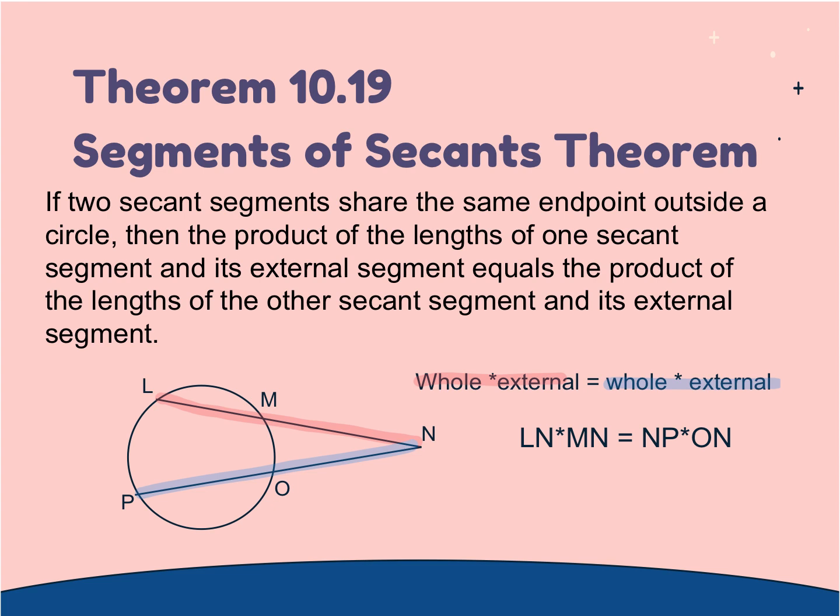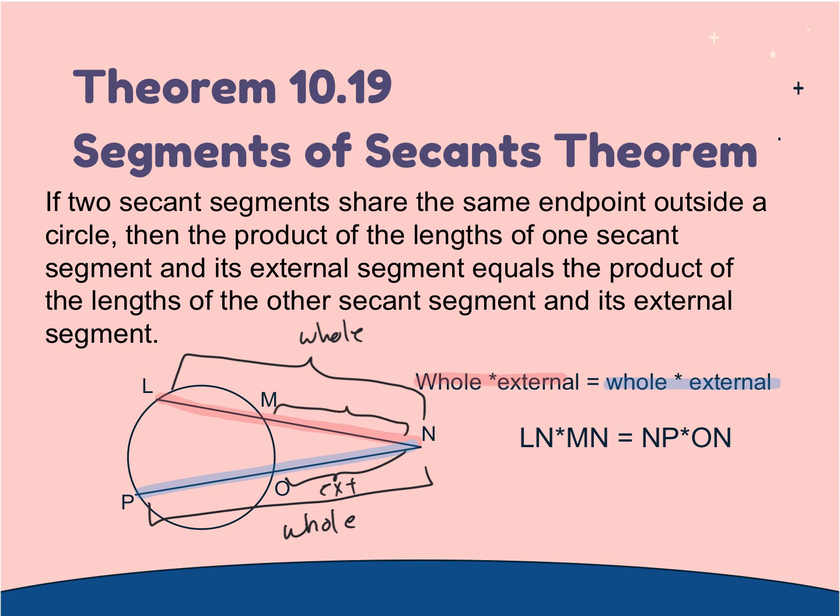Now keep in mind, the whole segment is this entire thing, and the external is just the outside part. Again, the whole segment is this, and the external is just this part. Again, it's just multiplying them, and they will be congruent. So they're saying LN, this is the whole of the red, times MN, the external of the red, is going to equal NP, the whole of the blue, times ON, which is the external of the blue.